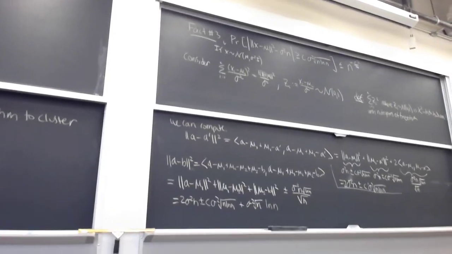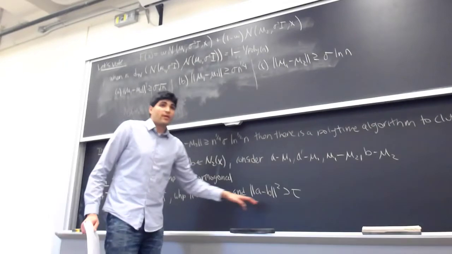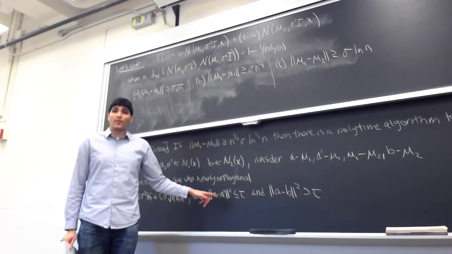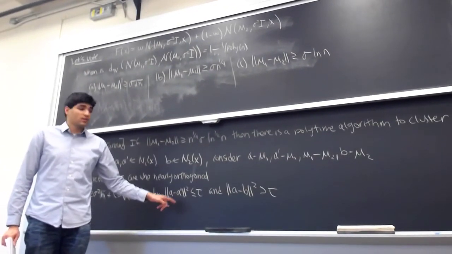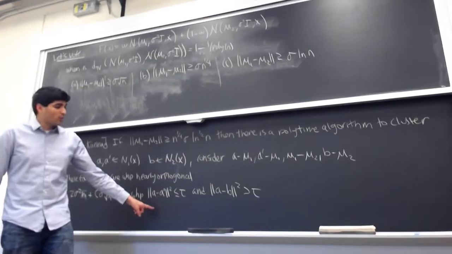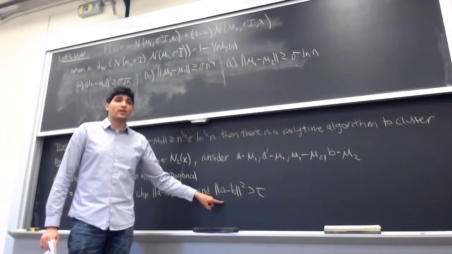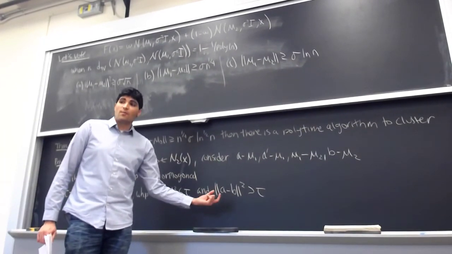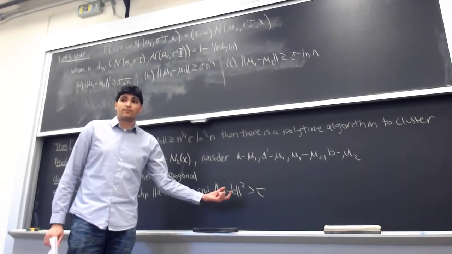So what I've done is I've set a threshold so that with high probability, any particular pair of points that comes from the same Gaussian is less than tau. And with high probability, any pair of points that comes from different components is larger than tau.